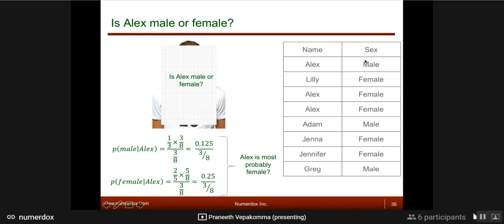Just to make sure I'm giving you the right explanation first so that your learning is on the right track. If you want to compute male given Alex, the first term you want to compute is Alex given male. So you want to see how many are already male. You have 1, 2, 3 males. Yeah, 1 by 3. Out of 3, you want to compute the Alex given male. So 1, 2, 3. In this particular case, it is again 3, right? Correct.